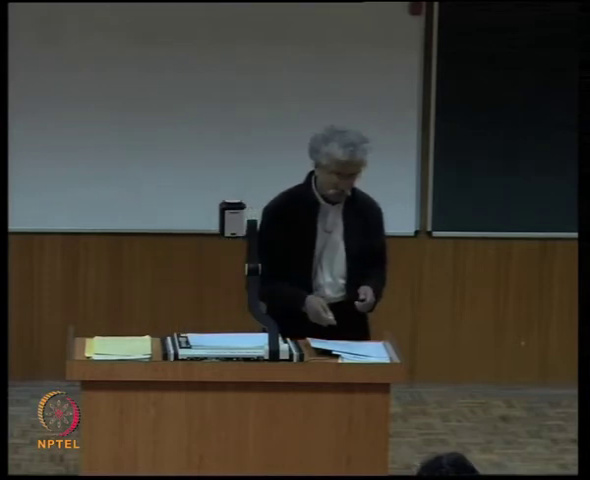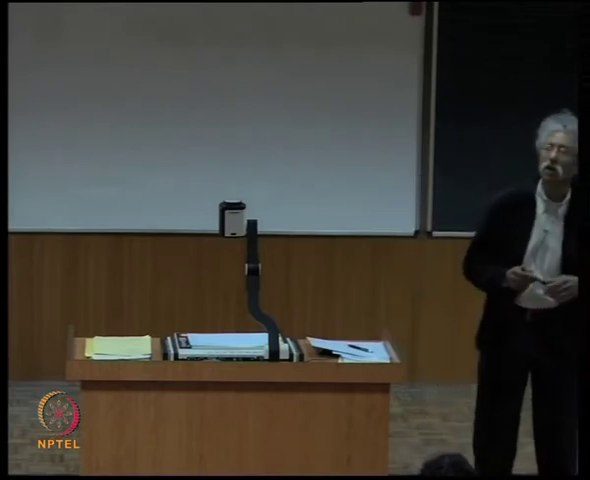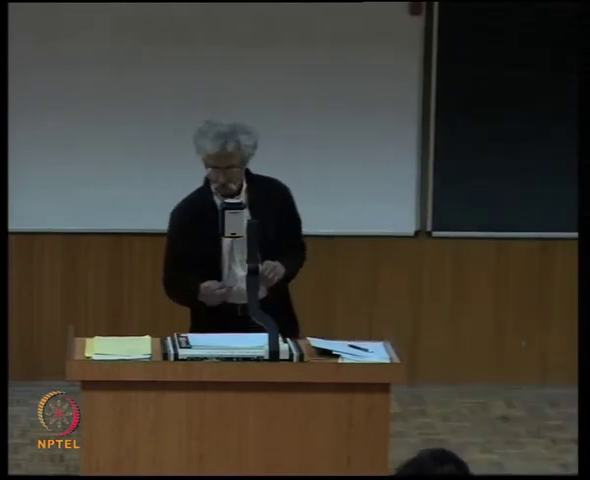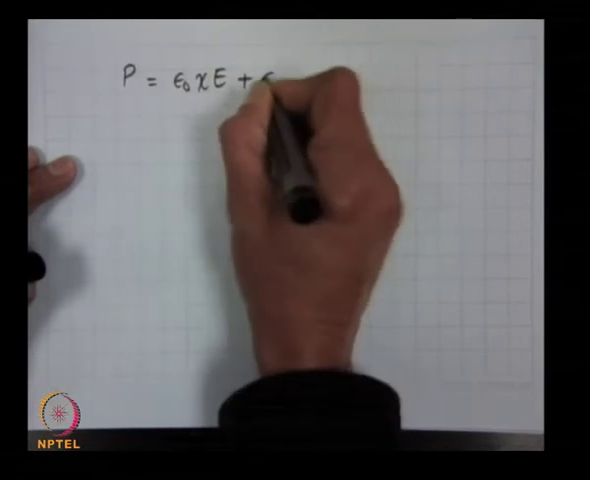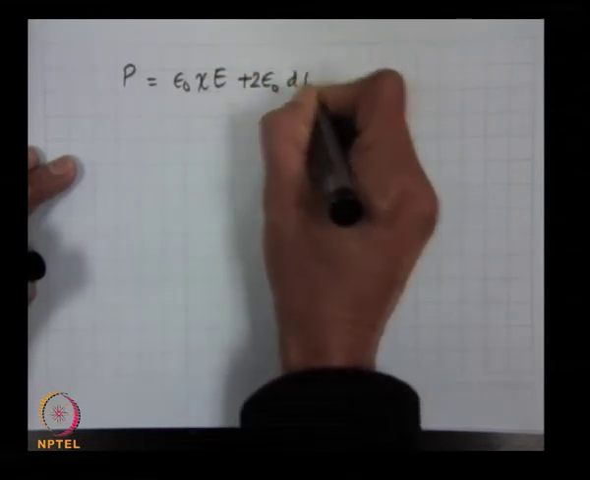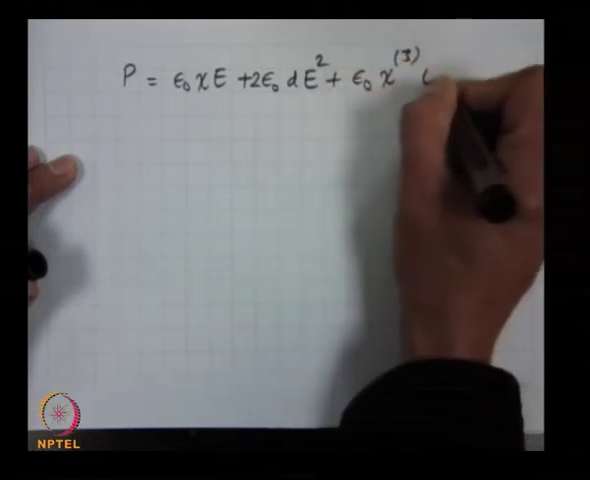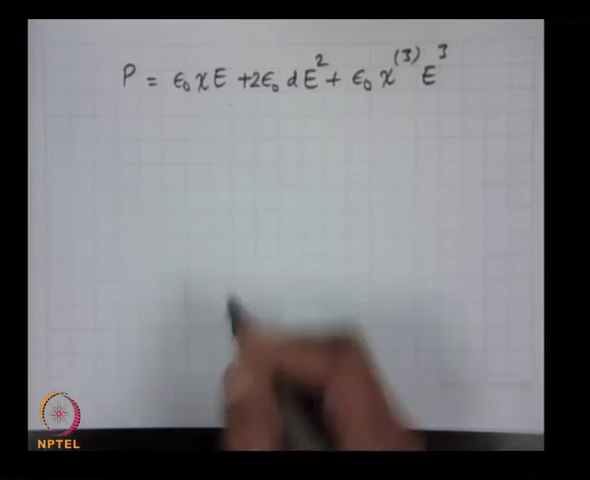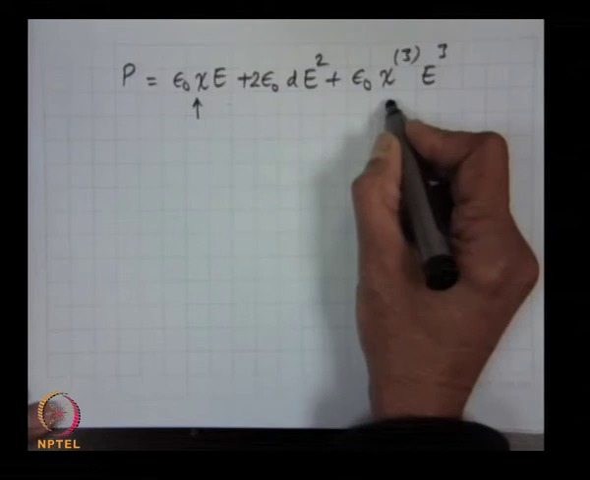What I would like to do today is to start the discussion on third order nonlinear effects, which were very briefly introduced in the last class. So remember, the general expression for polarization is epsilon 0 chi e plus 2 epsilon 0 d E squared plus epsilon 0 chi 3 E cubed. This is the linear term, this is the second order term, this is the third order term.